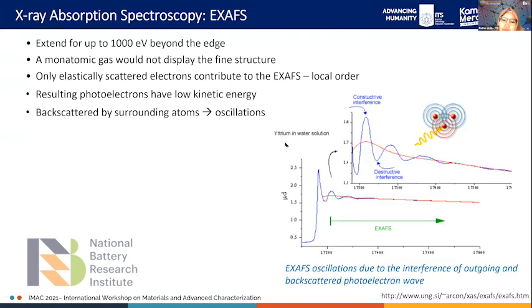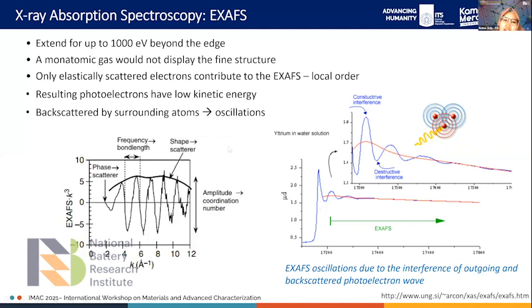And then we can see the oscillation in the EXAFS spectra, for example, yttrium in water solution. The EXAFS oscillation here occurs due to the interference of outgoing and backscattered photoelectron waves. That is why we can see this kind of oscillation curve in the EXAFS spectra. In the case of constructive interference, we see a peak, and vice versa, here is the destructive interference.